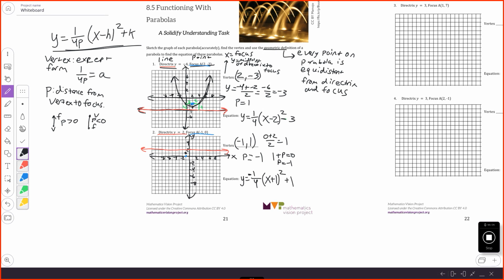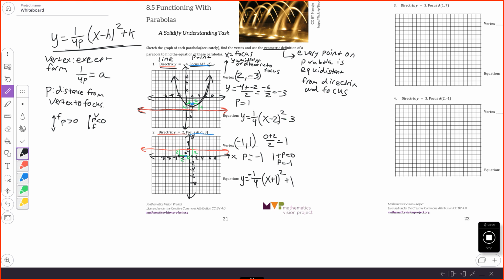So I know I'm opening down, right? So let's plug in. 2 away, 2 away, 2 away, 2 away. My green line tells me this is 2, and that's 2. By definition of directrix and focus, every single point is equidistant. So 2 away, let's go 3. 3 plus 1 is 4. 16 divided by negative 4 is negative 4. Negative 4 plus 1 is negative 3.